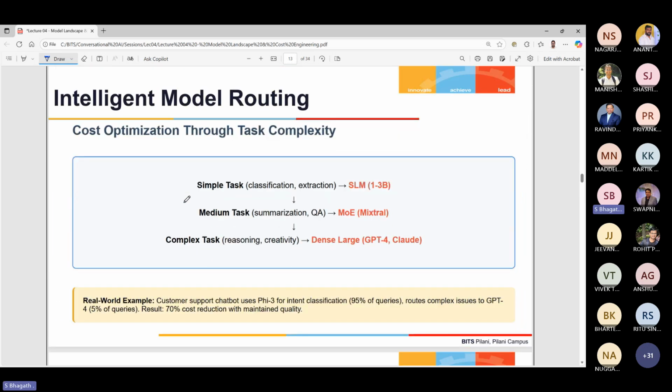So now coming to model routing. Model routing is a bit different from the MOE model. In the MOE model, you are routing inside the transformer, the complete model inside. But in model routing, what we are doing is we have a simple task, we have a medium task, we have a complex task.